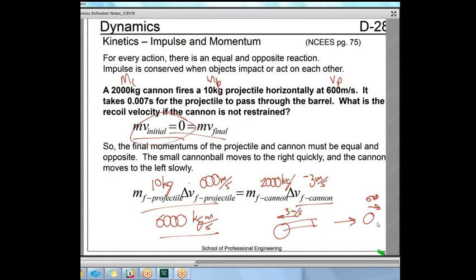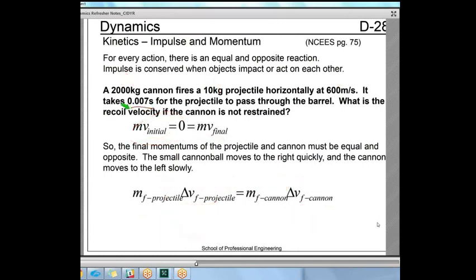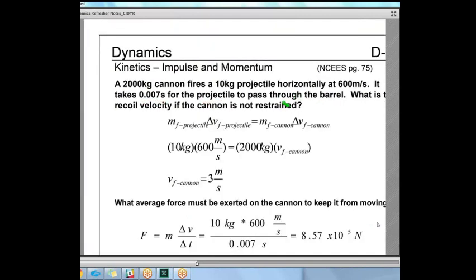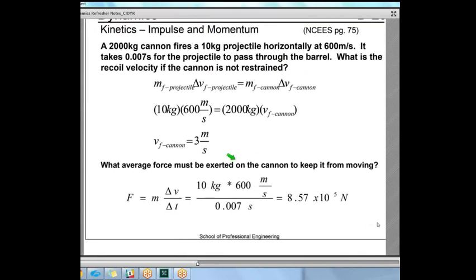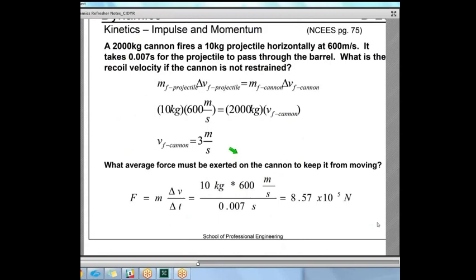Now, we've got a little more information in this problem. It says it takes 0.007 seconds for the projectile to pass through the barrel. So this event, this interaction between these two objects, takes a small fraction of a second. We'll use that to ask you this question. Down at the bottom here, what's the average force exerted on the cannon if you want to keep the cannon from moving? Well, if I ask you for force, you should write F equals ma.